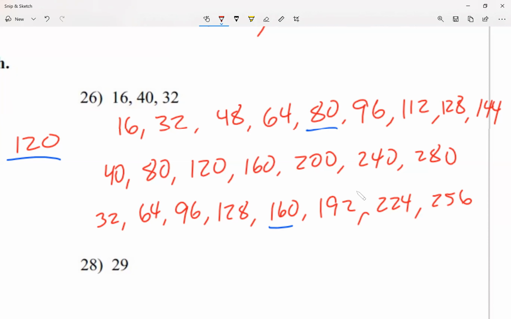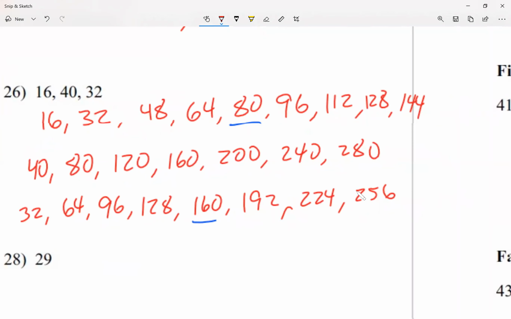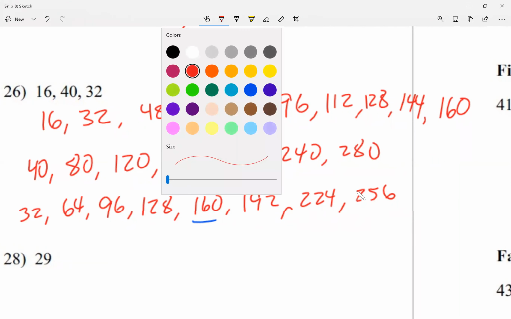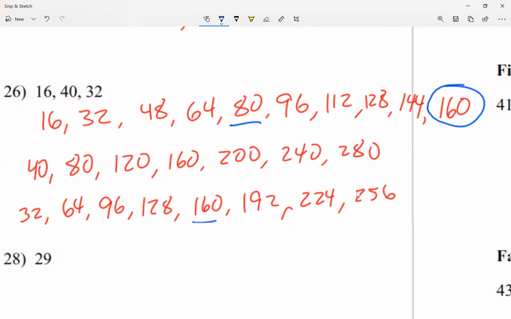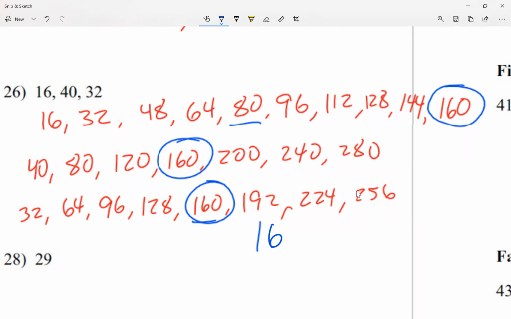Let me come back to my first list, the multiples of 16. I stopped at 144, right? Let me make this list bigger and add 16 more. So that gives me 160. I think I just found our answer right here. 160 is a multiple in all three. I don't see a smaller common multiple. So I'm going to say my least common multiple in this case will be 160.